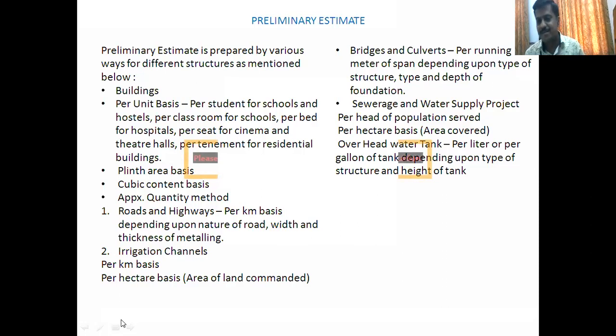So good attempt. The height of bridges is more than culverts. Culvert is just below the road pavement, just below the road pavement. I am not getting your answer.